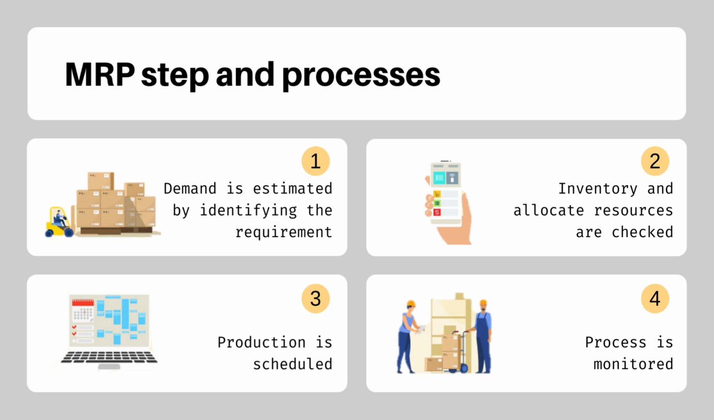This step involves checking demands against what we already have in inventory. The MRP then distributes resources accordingly. The third step, production, is scheduled. This step in the process is simply to calculate the amount of time and labor required to complete manufacturing. The last step, process, is monitored. This final step of the process is simply to monitor it for any issues.